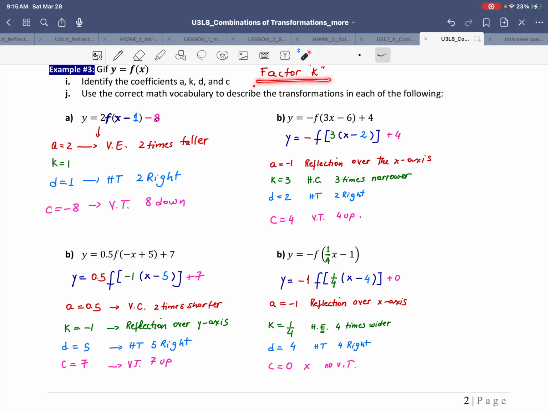So remember, a very important and common mistake to make is not factoring k before transforming a function, and that is very important.